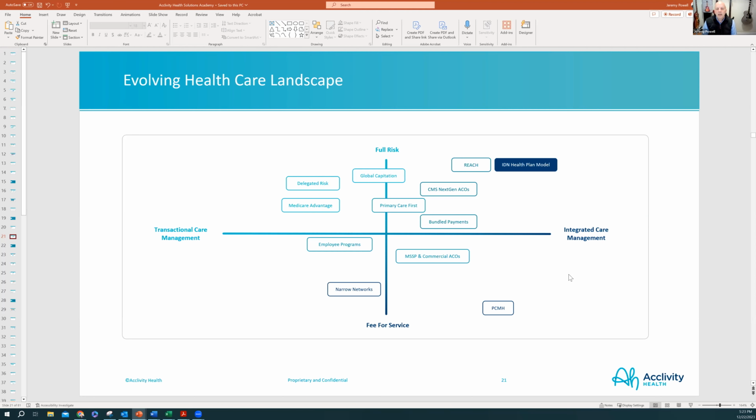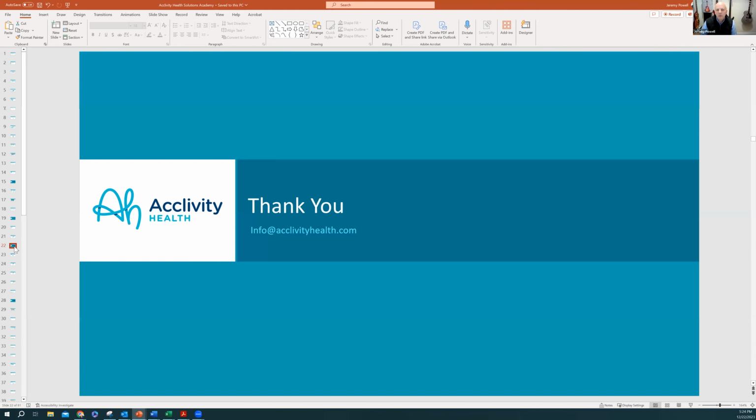And so we try to give an example of what these are and how they fit on the spectrum between full risk at the top and fee-for-service at the bottom, transactional in nature on one side of the quadrant, and then integrated as the other side. When you look at the landscape, there will be more growth in this quadrant and far less growth on this side. And so again, this was just getting our feet wet. We'll spend a little bit more time talking about payment models over time through the Academy.